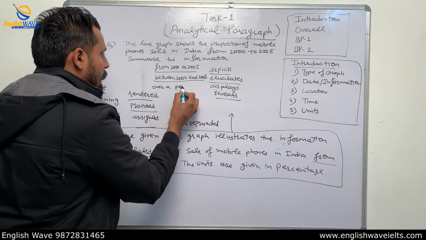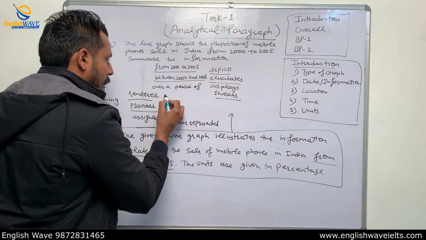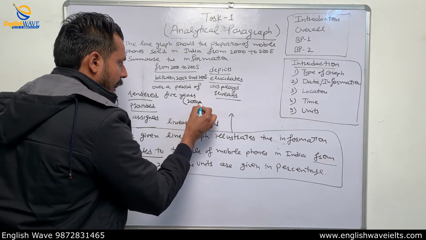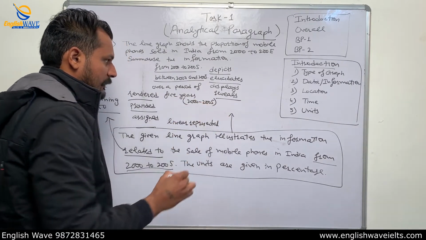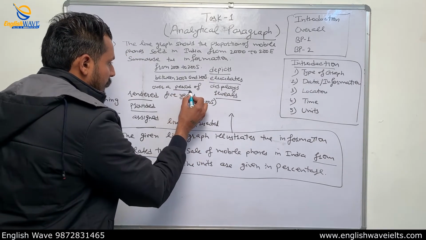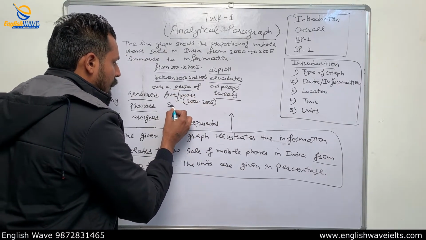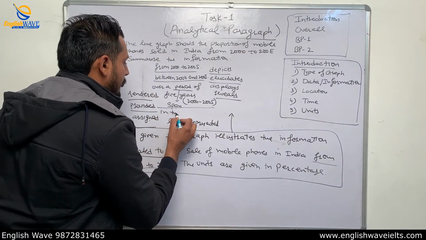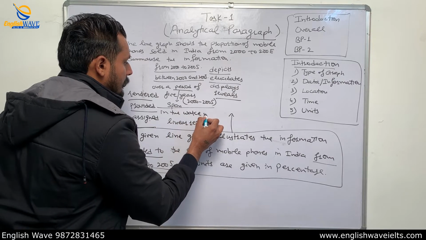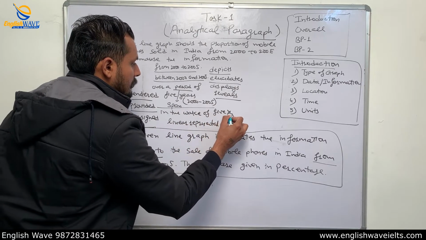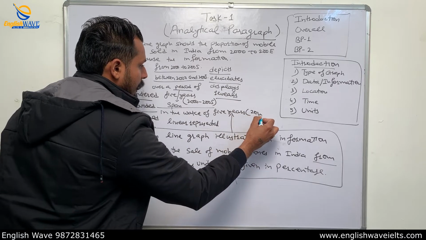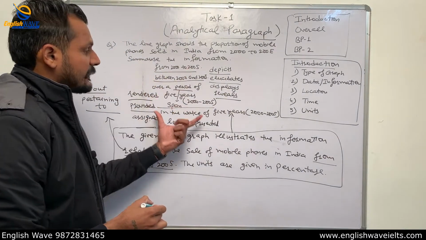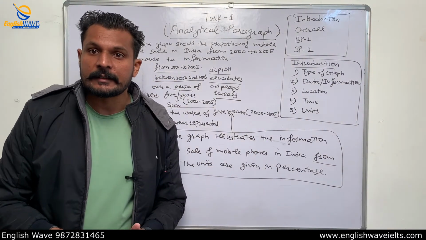Over a period of 5 years, and in the bracket we can write 2000 to 2005. Instead of period, what other word can be used? Over a span of 5 years, or in the wake of 5 years. And in the bracket we can write down the range. So these are the structures that can be used to depict the timeline.